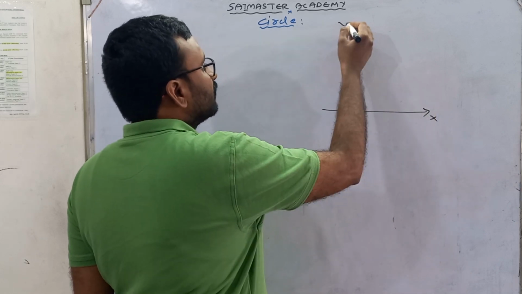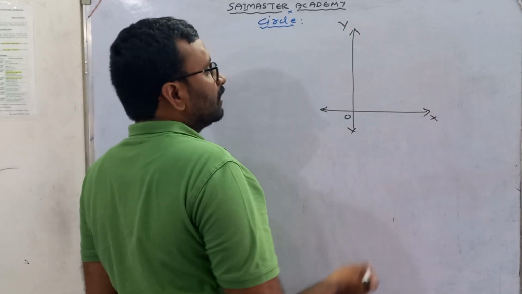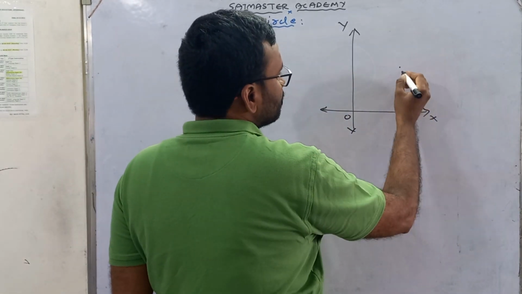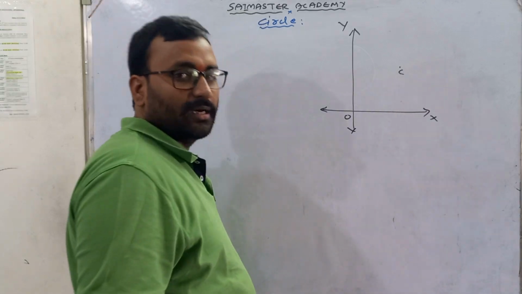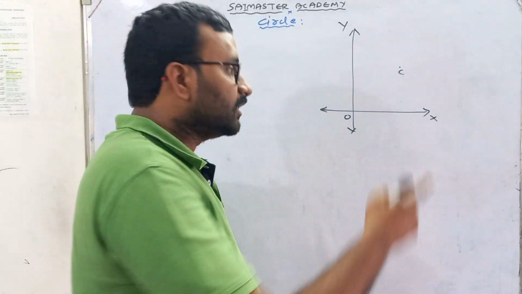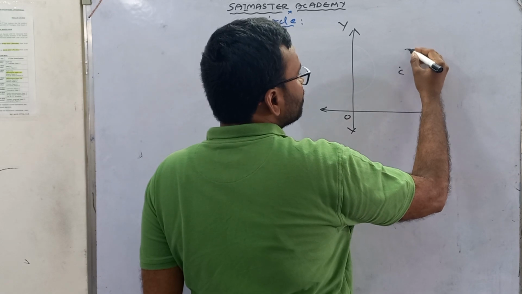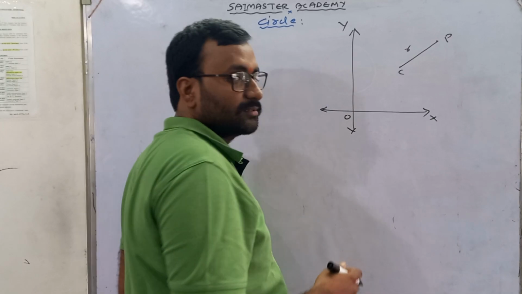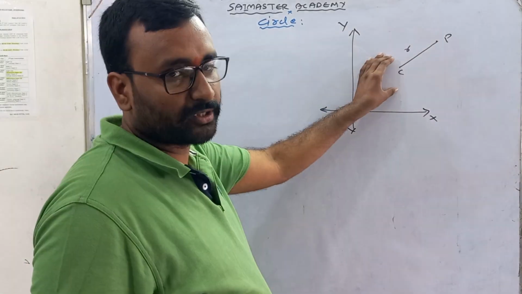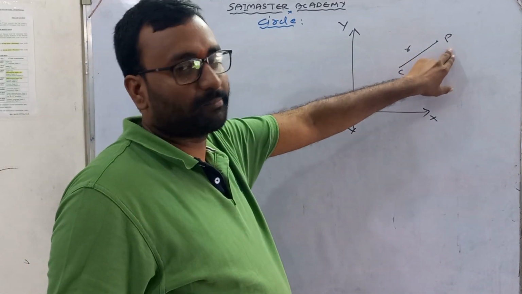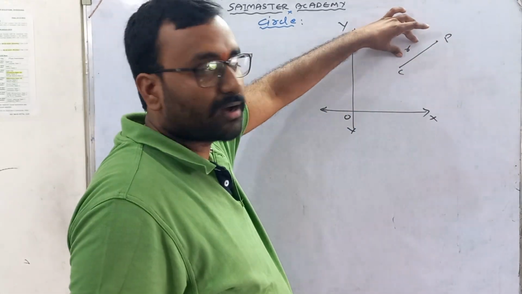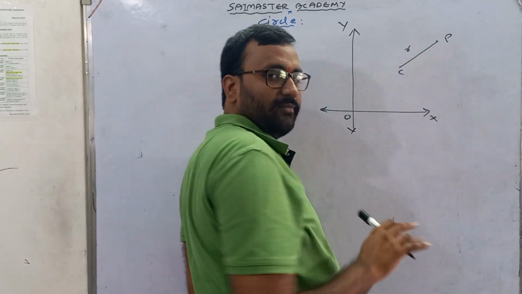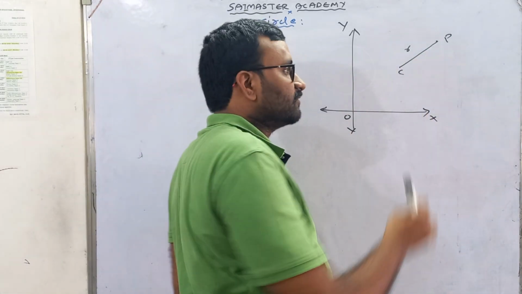See x-axis, y-axis, and in this plane I am taking a fixed point C, and from this point, at some distance r, I am taking a point P. Understand, C is a fixed point, and P is at distance r. In this plane, except P, we can take infinitely many points with the same distance.